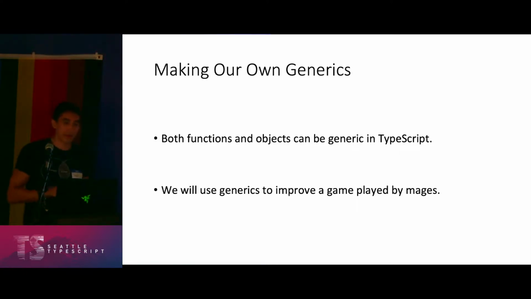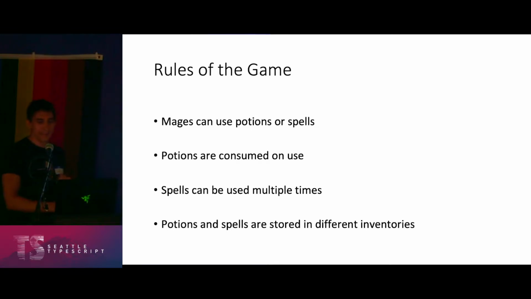All right, so we're going to make some of our own generic types. Both functions and objects can be generic, and we'll do a little bit of both. And we're going to use generics to improve a game played by mages. So the mages in this game can use potions, which I've got right here, or spells. I've got a health potion and a magic potion if anybody wants to try them afterwards.